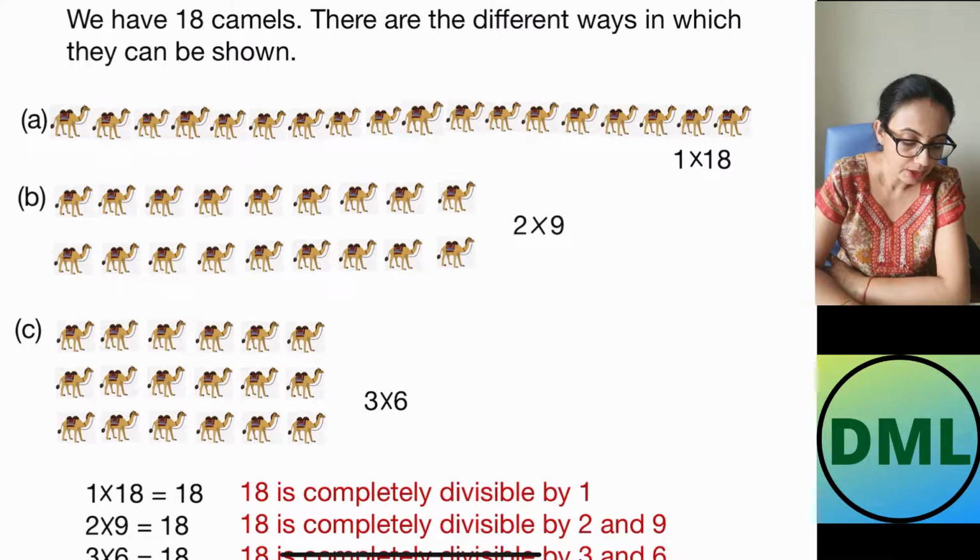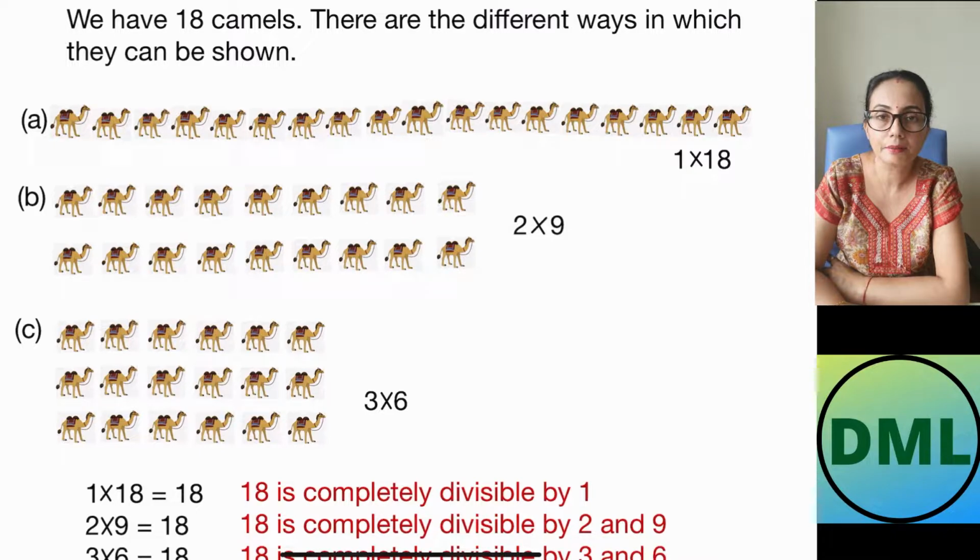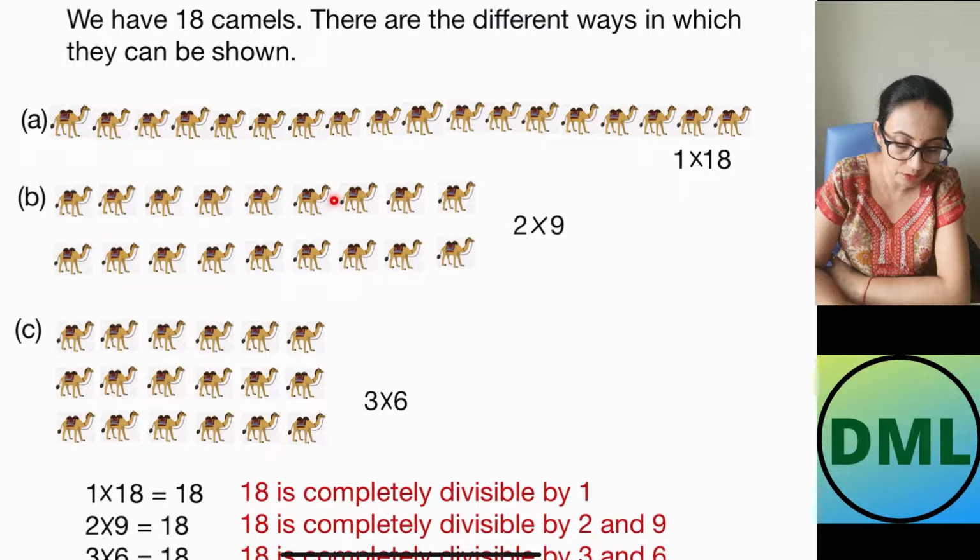Second way is you can arrange 9 camels in a row: 1, 2, 3, 4, 5, 6, 7, 8, 9. That gives 9 camels on 2 rows, 9 camels on the first row and 9 camels on the second row. This will be written as 2 cross 9.